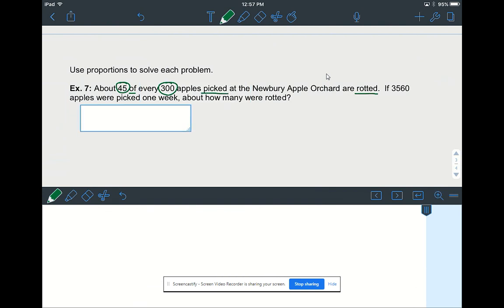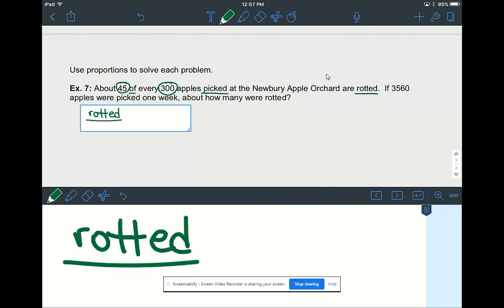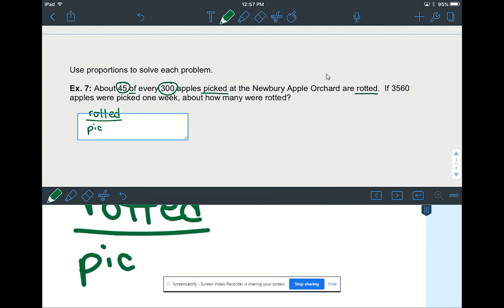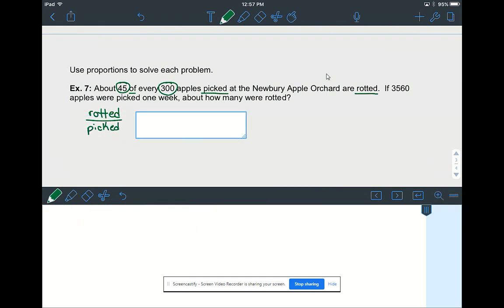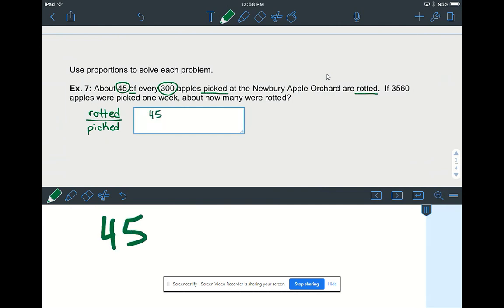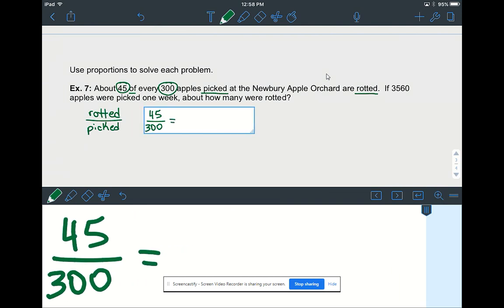Okay, so it looks like we've got rotted, and then we're talking about how many you actually picked. So out of all the apples you picked, how many of them are rotted? So in the first batch here, 45 are going to be rotted out of every 300 apples that you pick. I don't know if that's a good ratio or not. I don't know much about orchards, and I'm going to assume that's probably pretty good, but maybe Newberry apple is not so great. I don't know. You can Google it. Okay, so 45 out of every 300 apples picked are rotted.